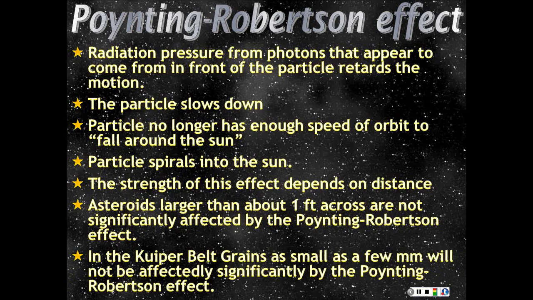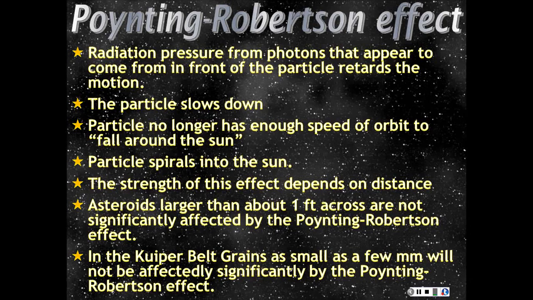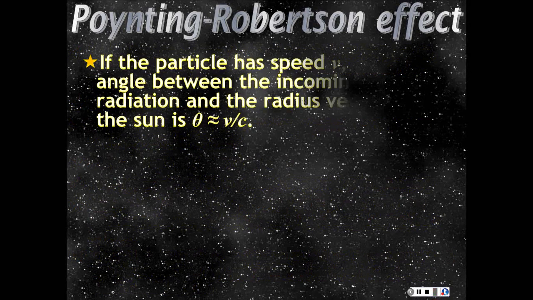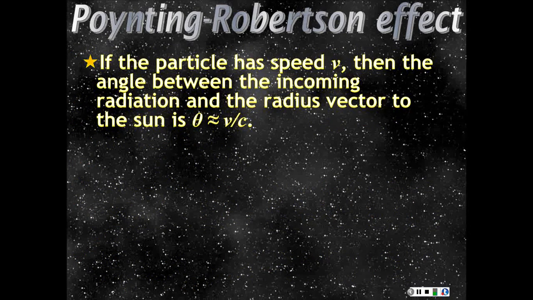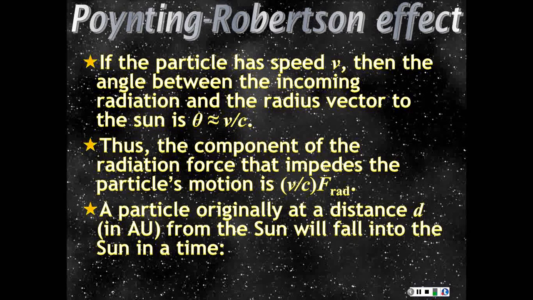But at the Kuiper belt, it's actually a much smaller effect. Things as small as a few millimeters can still survive in the Kuiper belt, whereas at the asteroid belt, something as small as a few millimeters will be retarded and allowed to fall into the sun. And here's a way of thinking about it. Again, we've got the speed v of a particle in orbit, and it makes an angle between the radiation and the radius vector, the direction directly to the sun, which is theta equals v upon c. Again, look back at the aberration stuff. So the component of the radiation force that impedes the motion is basically v upon c times the radiation force. Remember that when you have very small angles, you can approximate in radians the tan of the angle to the angle, or the sine of the angle to the angle. So that's where that comes from.